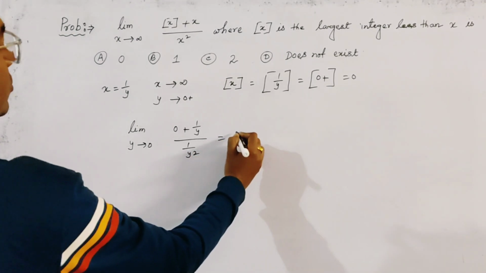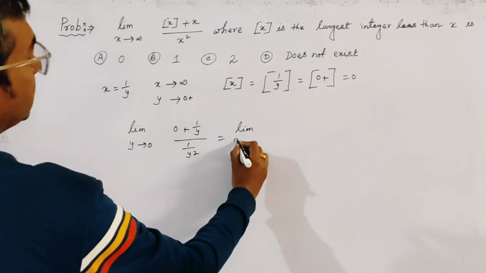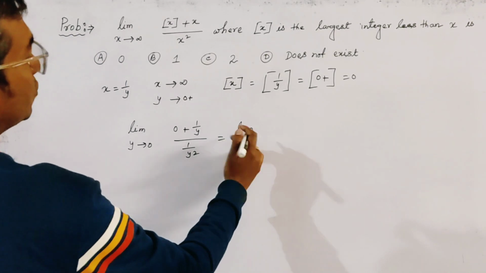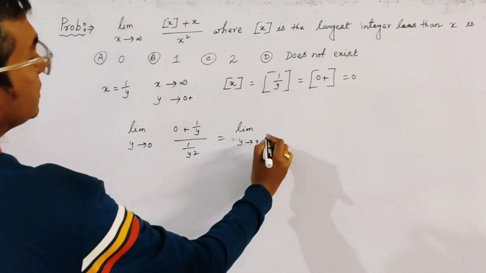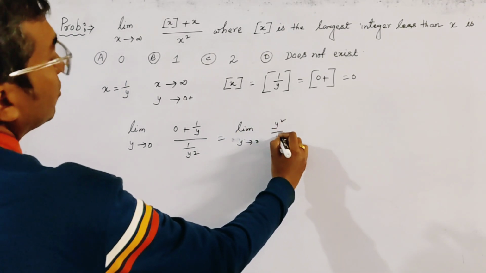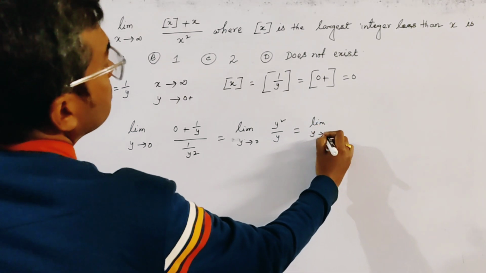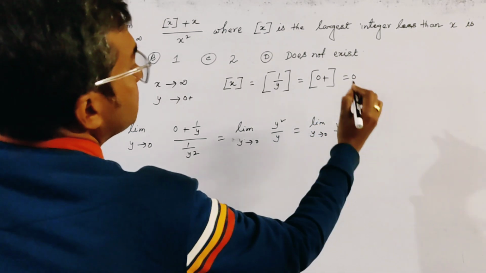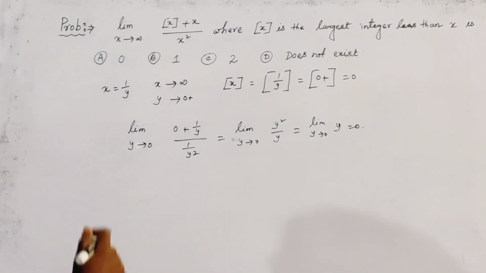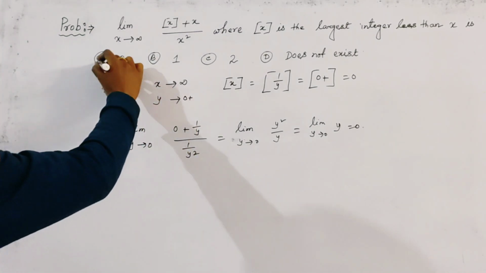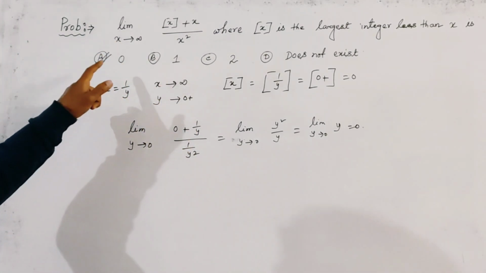So limit y tends to 0 of y²/y, so limit y tends to 0 of y, so this is 0. Very simple problem, and we get the correct option, option number A.